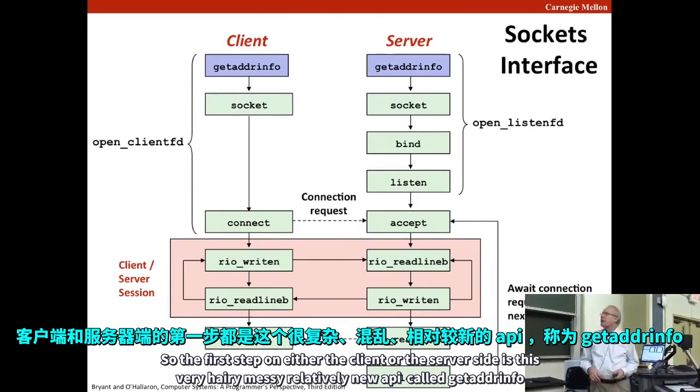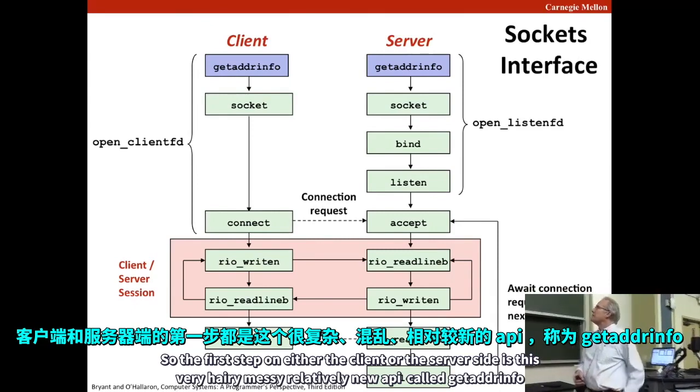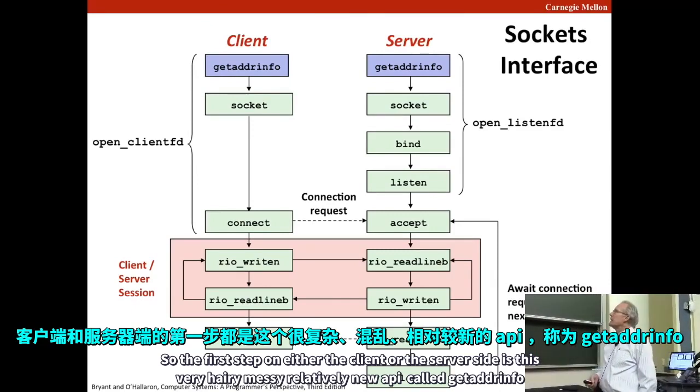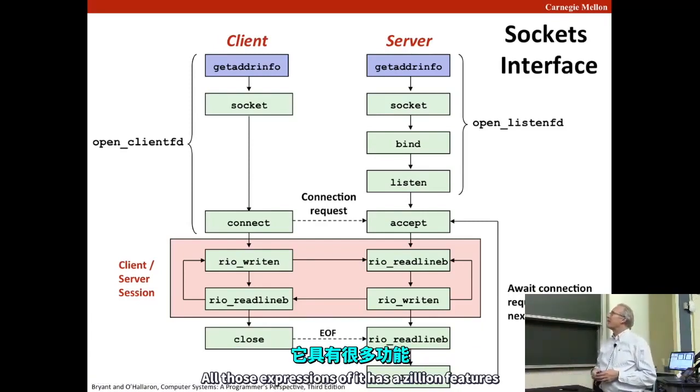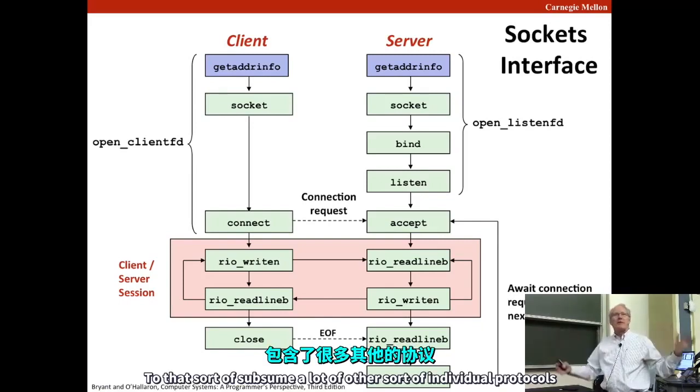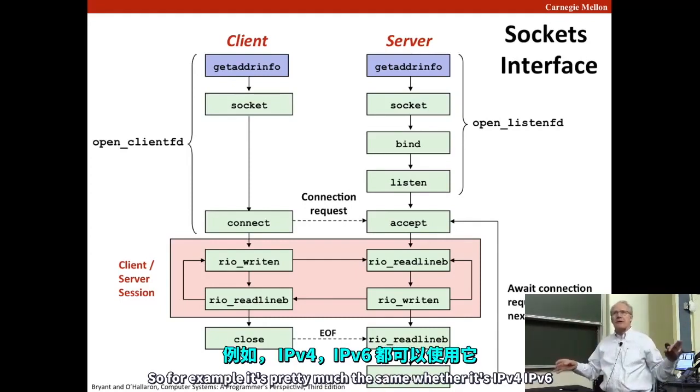So the first step on either the client or the server side is this very hairy, messy, relatively new API called getaddrinfo. And the idea of getaddrinfo is it's a sort of kitchen sink or Swiss Army knife, if you know all those expressions. It has a zillion features that subsume a lot of other individual protocols. So for example, it's pretty much the same whether it's IPv4 or IPv6.